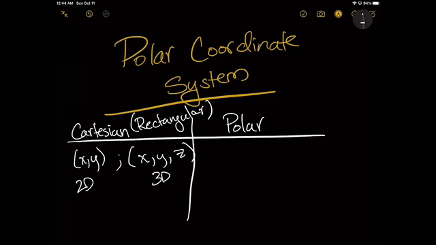Whereas in polar coordinates, the coordinates are written as r comma theta, where r represents the radius, which in general just represents the distance from the origin to the point itself. So this is the radius, and theta represents the angle from the horizontal at which the point is found. Angle from horizontal.